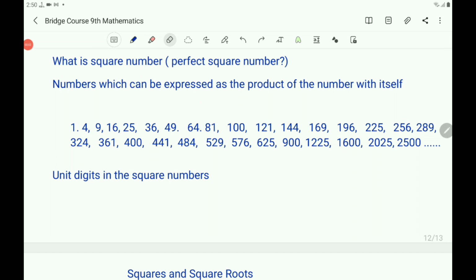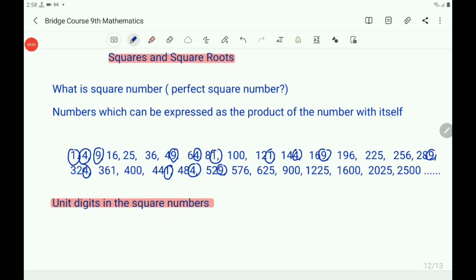Now you observe the unit digits in the square number. Here you observe, you may have 1 in the unit digit of the square number. And also 4. Here you observe, the square number is having 4 in the unit place. And also the square number is having 9 in the unit place. And also a square number may have 6 in the unit place. Here you observe 6 in the unit place.